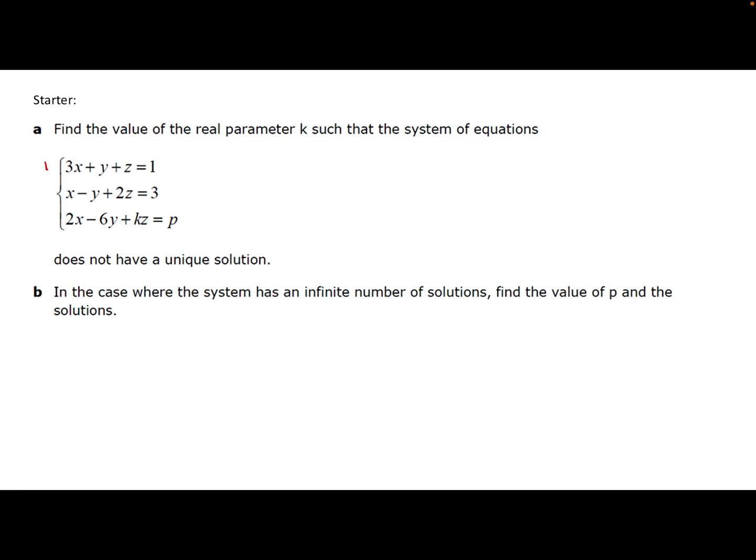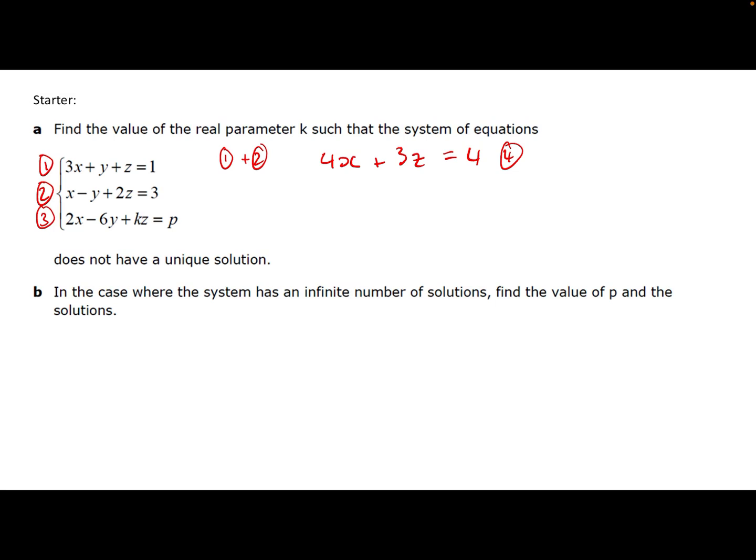If I call this equation 1, this equation 2, if I do equation 1 plus 2, what will I get? If I add them, I'm going to get 4x, and y plus minus y will eliminate them, plus 3z is equal to 4. Let's call that equation 4 for clarity, and we'll call this one equation 3. So now I'm looking at 4x plus 3z equals 4. What about another equation where we eliminate y?